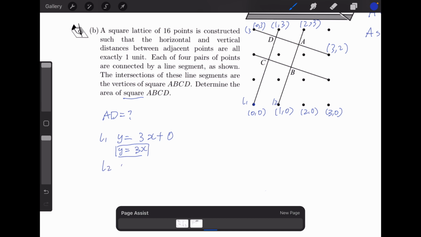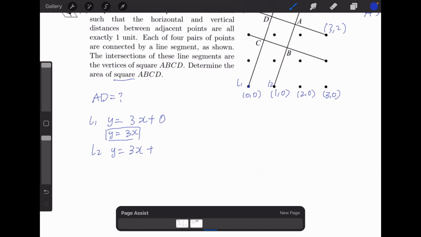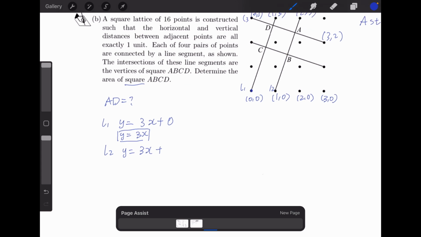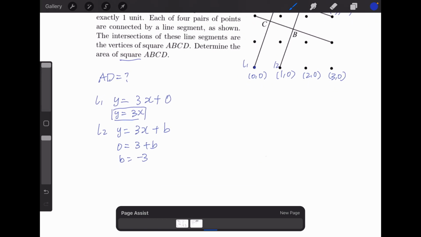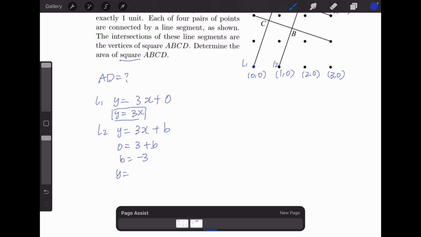For line 2, we do the same thing. Because it's parallel to line 1, they have the same slope. However, because neither endpoint of line 2 is on the y-axis, we have to plug in a point to find the y-intercept. If I plug (1, 0) into the equation, we get 0 equals 3 times 1 plus b, so b equals -3. The equation of line 2 is y equals 3x minus 3.